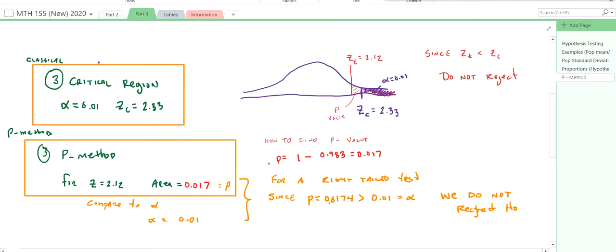So since that area is greater than 0.01, we make the same claim we did before. We do not reject our null hypothesis. So it's the same idea, except now we're using the area, and we're comparing the size of the area as opposed to the value of Z.